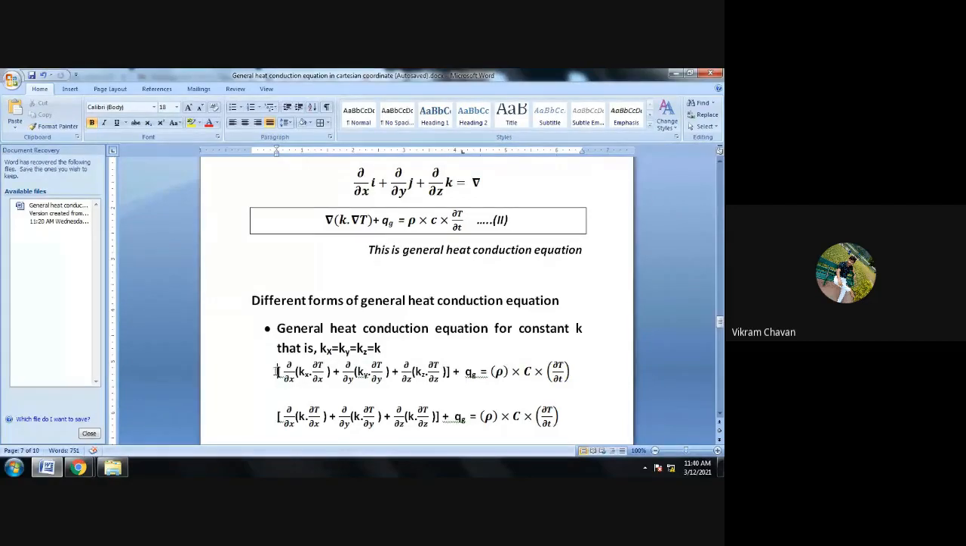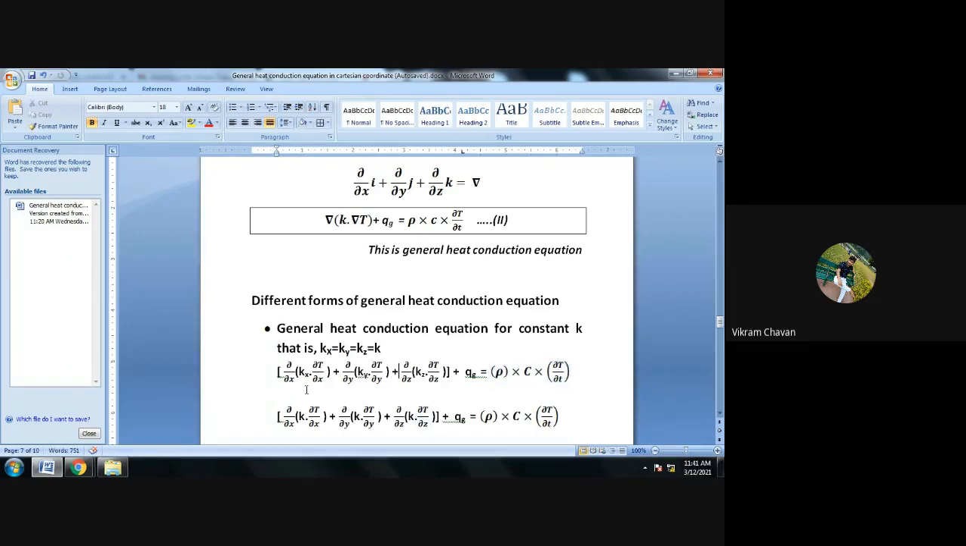Consider this equation: partial differentiation with respect to x of k suffix x multiplied by partial differentiation of T with respect to x, plus partial differentiation with respect to y of k suffix y multiplied by partial differentiation of T with respect to y, plus partial differentiation with respect to z of k suffix z multiplied by partial differentiation of T with respect to z, bracket complete, plus q suffix g, that is the heat generated per unit volume per unit time, is equal to rho, that is density, multiplied by c, the specific heat, multiplied by change in temperature with respect to change in time, that is ∂T divided by ∂t.